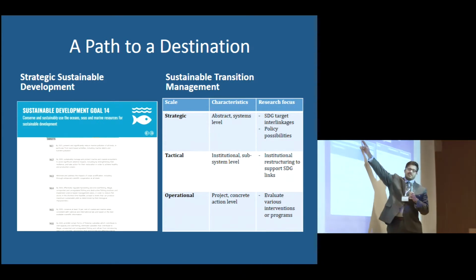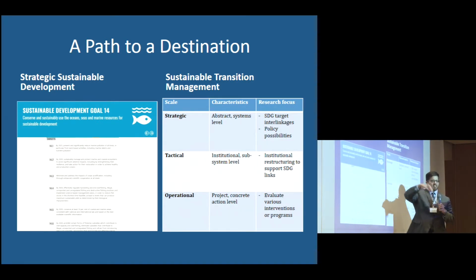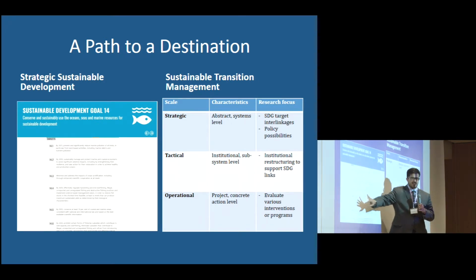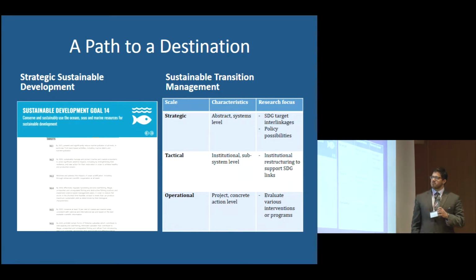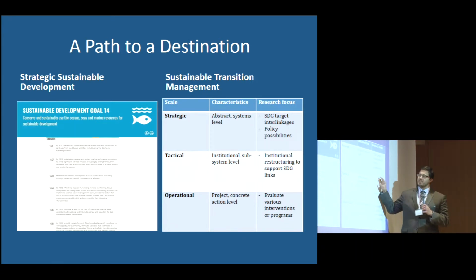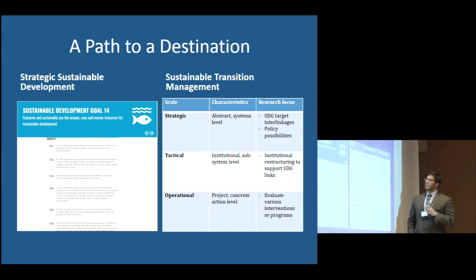So for the Strategic Sustainable Development Framework, which operates from that kind of backcasting from future sustainable development priorities, you can set the actual SDG targets as those priorities. And you can use the Sustainable Transition Management Framework. You can fit in the SDGs here. And so for the strategic policy arena, that really big, broad, high-level analysis, which is abstract and at systems level, you can start doing that SDG target interlinkage assessment, and look at different policy possibilities.